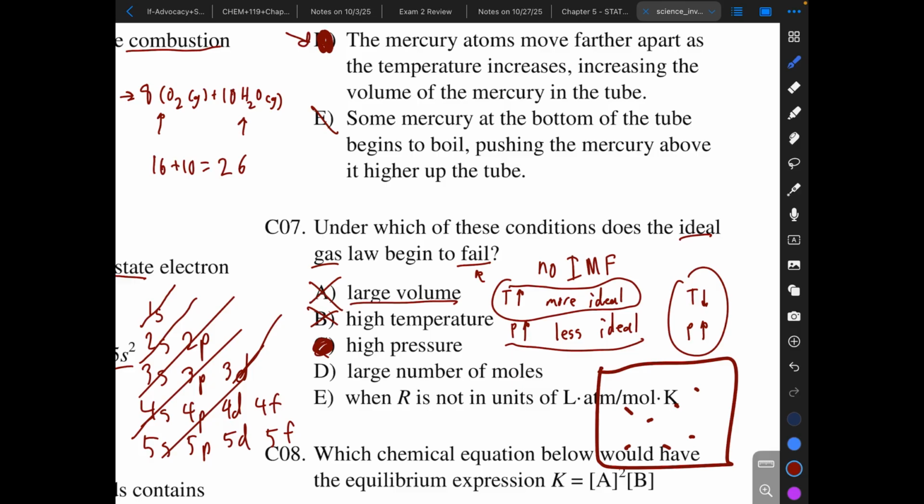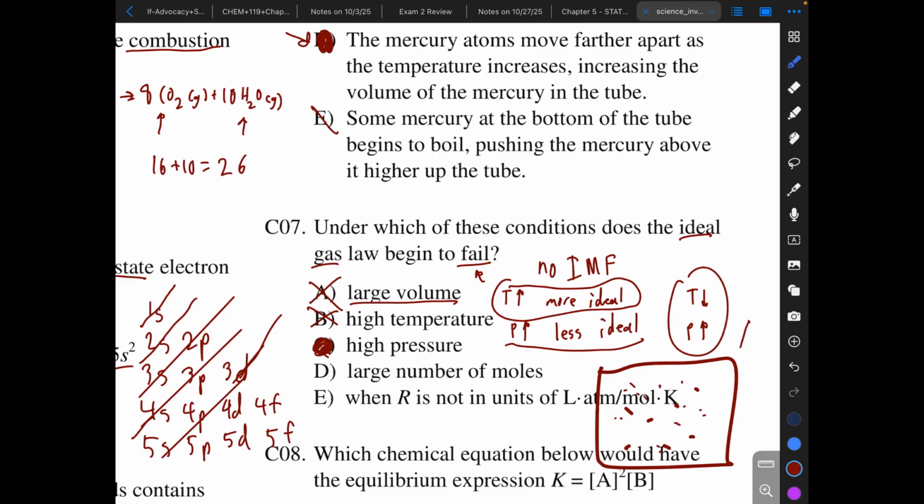Large number of moles, honestly, I wouldn't blame you for picking D, because let's just say in this box, the volume of this box is fixed. If we add more gas molecules, of course there's going to be so many more, and the intermolecular forces between that many are going to add up and increase the intermolecular forces. So that means the ideal gas law will fail.